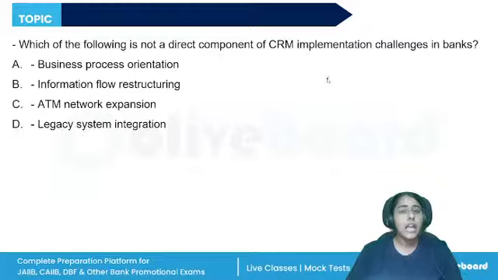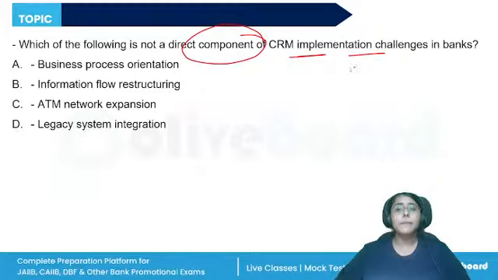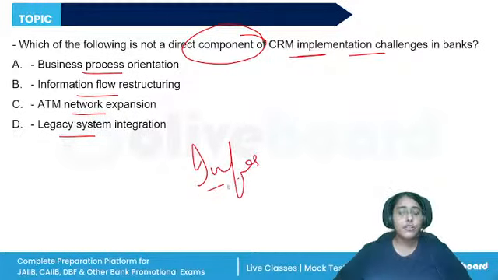All right. Which of the following is not a direct component of the CRM implementation challenges? Business process orientation, information flow, ATM network, or legacy? Actually, the CRM basically deals with the information, how it is collected and disseminated.